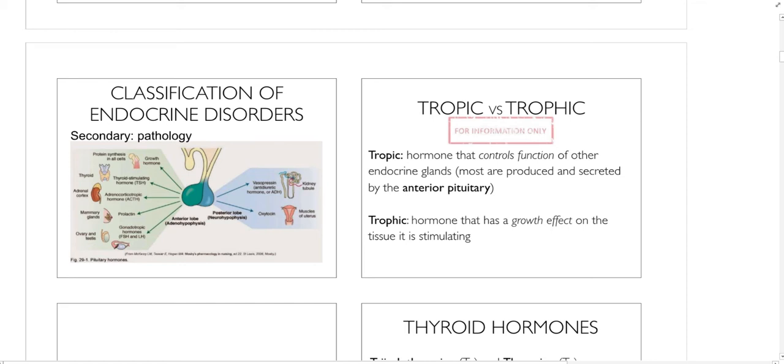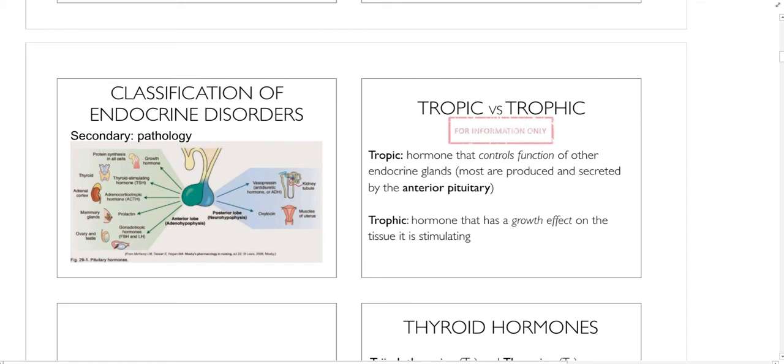And the pituitary gland is separated into the posterior and the anterior. The posterior has oxytocin and vasopressin, or ADH, and then the anterior has our growth hormone, TSH, ACTH, prolactin, and FSH and LH.